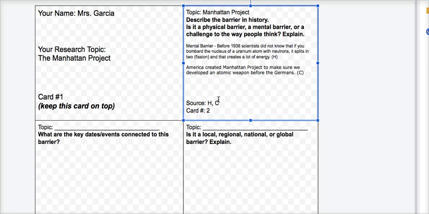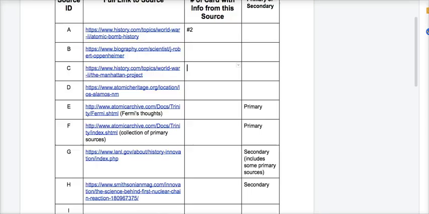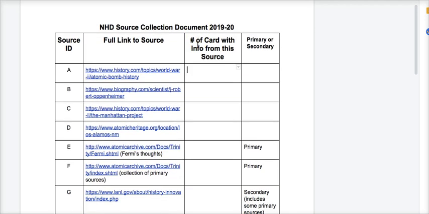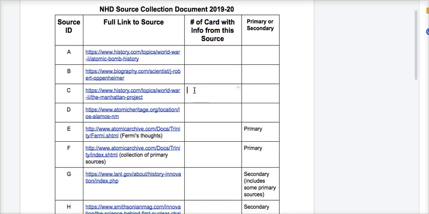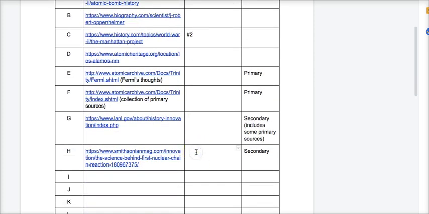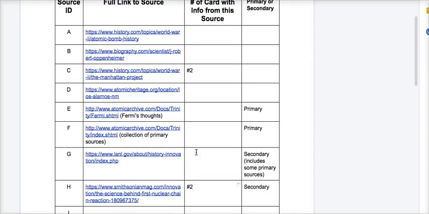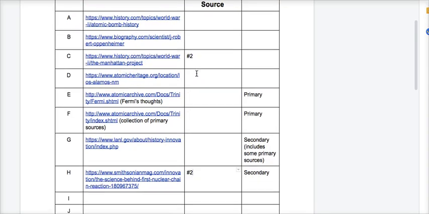Okay, so if you do a good job keeping track of these sources here, then later on in your project you will have all the information you need to cite your sources. Also, go into your source collection document, and next to C, I'm going to put, hey, there's information on card 2 from this one, and there's also information from card 2 from H. So now if I'm looking for where I used this source, it's on the information on card 2. And same for this one.